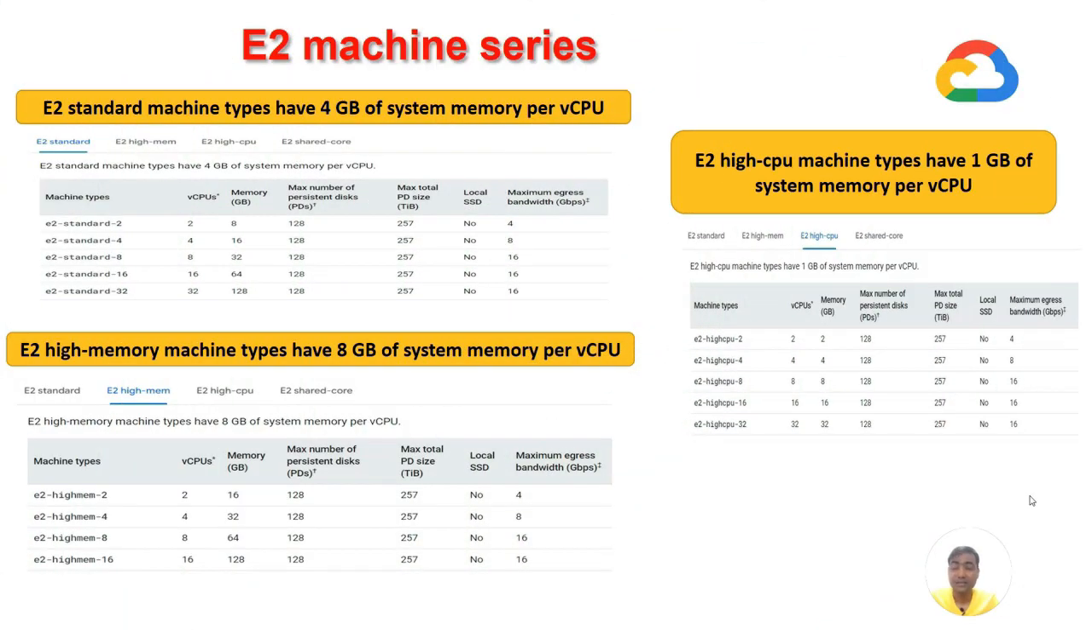Guys, as you can see here, E2 machine series types. E2 standard types have 4 GB of system memory per vCPU. E2 high memory machine types have 8 GB of system memory per vCPU, and E2 high CPU machine types have 1 GB of system memory per vCPU. Guys, based on your requirement, you have to select the E2 machine.